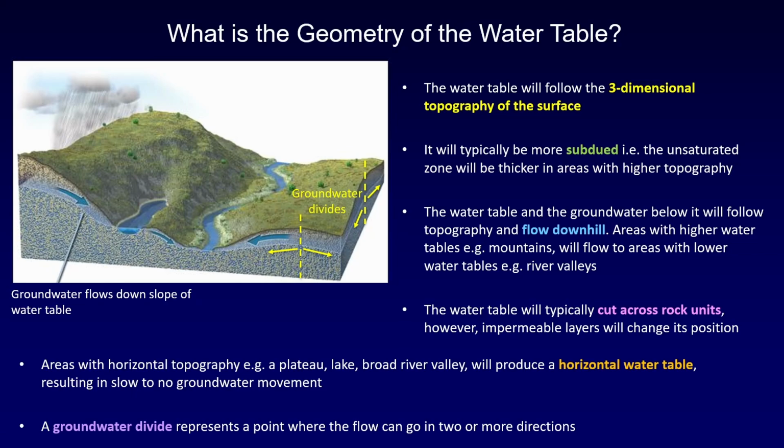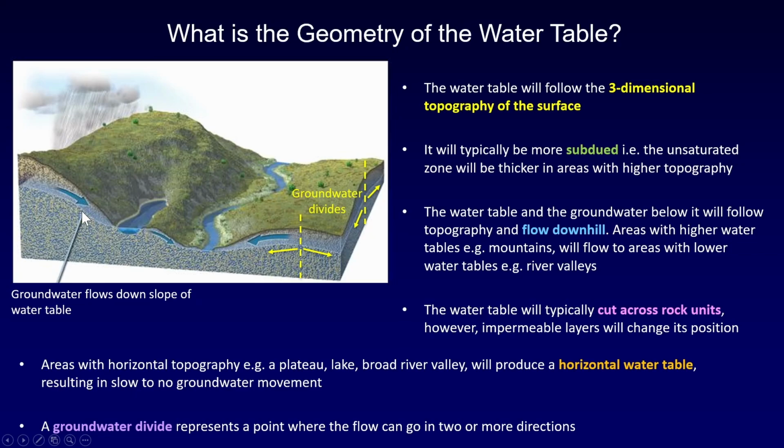Now, the water table and the groundwater below it will follow the topography and flow downhill, because you can see straight away that the geometry of the water table, and more accurately the water table slope, is going from the high ground over here down to the topographic low right here. And so just like water flowing across the surface, the groundwater will do exactly the same thing. It will follow the water table down the slope until it reaches the lowest point. So this downward flow is defined by the slope of our water table, and in this case the slope of our water table is being defined by the topography.